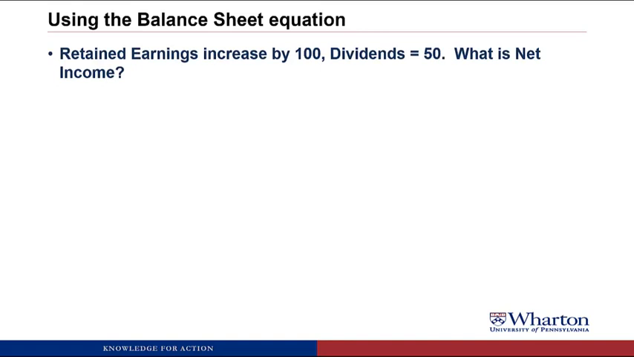Next, we have retained earnings increasing by 100. Dividends are 50. What is net income?